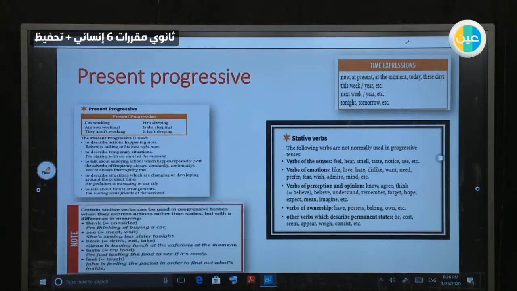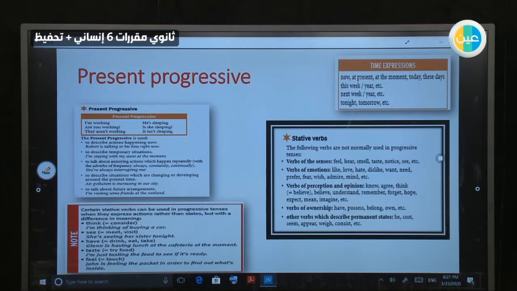And we want you to know something, that certain stative verbs can be used in progressive tenses when they express action rather than state. So, for example, think. If it means believe, it's a stative verb and you cannot add ing. But if it means consider, like I am thinking of buying a car, here it means I'm considering buying a new car. So here you can add ing.